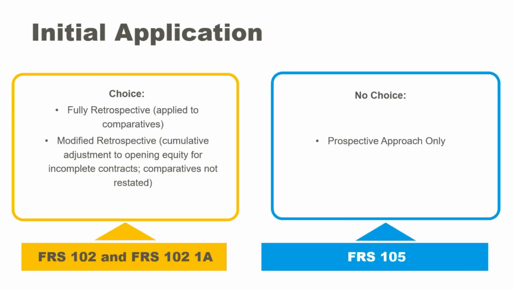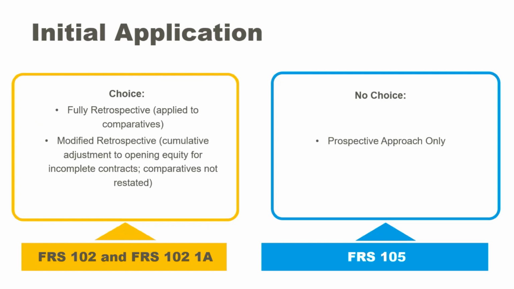So in terms of initial application on transition to the new revenue recognition model, for entities reporting under FRS 102 and small entities reporting under FRS 102 1A, there is in fact a choice as to how you will apply this on initial application. So you could either go through the fully retrospective approach, in which you are going to restate your comparatives and act as if this has always been the case and this standard is always applied. Or you could do the modified retrospective approach, which is similar to what we've seen in leases, which is where you're going to recognise the cumulative effect of transitioning to the new revenue recognition model for any incomplete contracts at the date of initial application as an adjustment to your opening retained earnings.